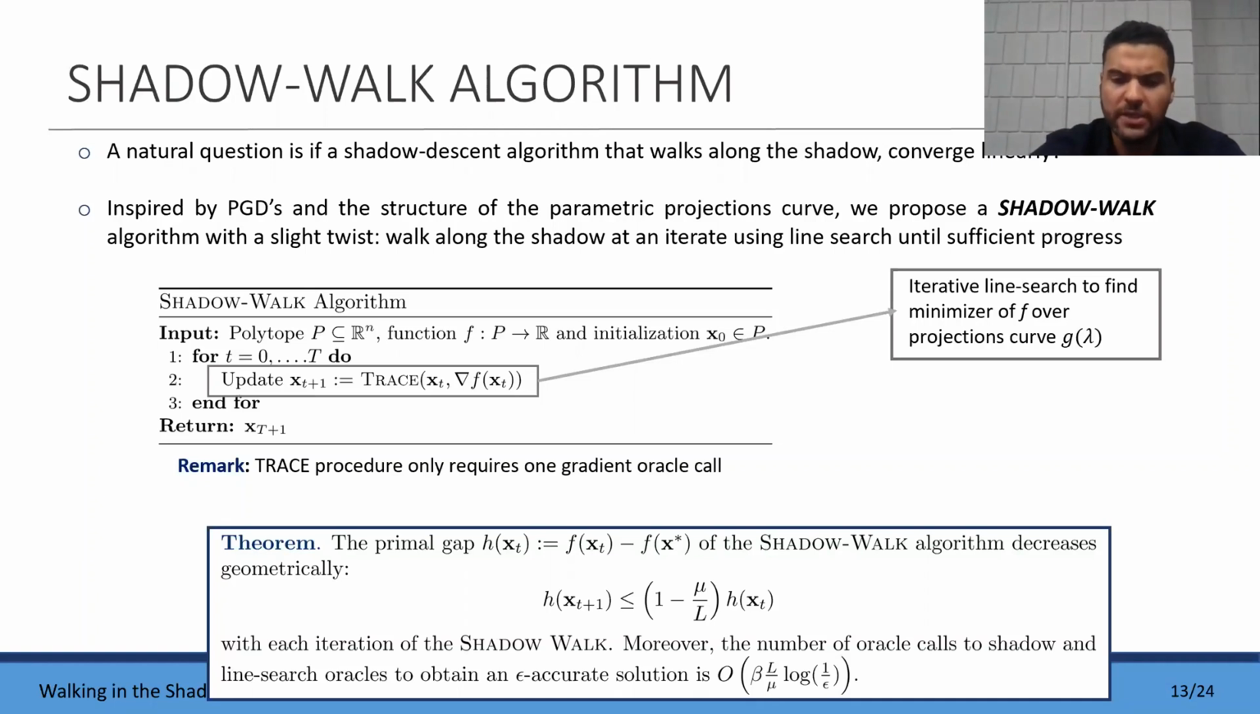However, we know that in trace, we actually do multiple line search and shadow computations. And so the number of oracle calls made to shadow and line search oracles to obtain an epsilon accurate solution is O of beta L over mu log 1 over epsilon. So we incur this additional factor beta, and beta is the number of breakpoints that the trace procedure must visit.